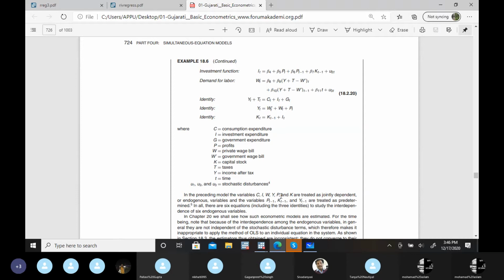So let's note it down. There is a mistake here. This profit is not a predetermined, sorry, endogenous variable. Otherwise, this model is unidentified and we can't apply any of the methods.